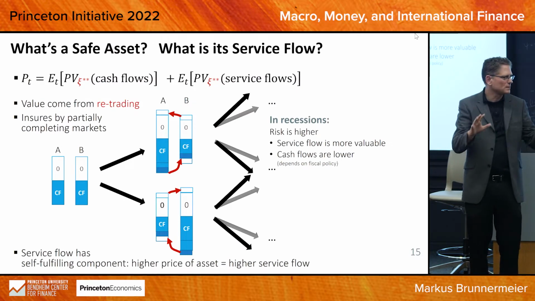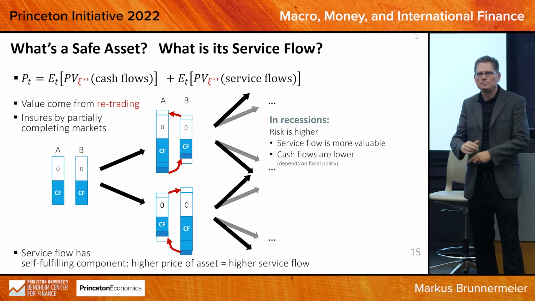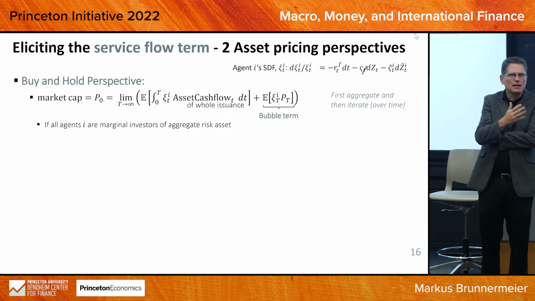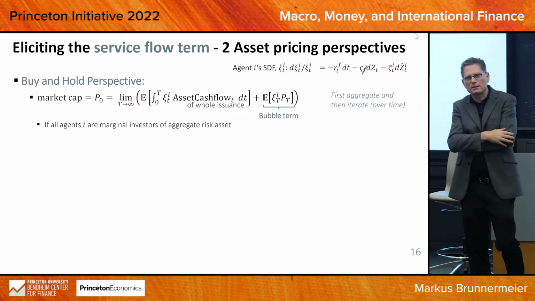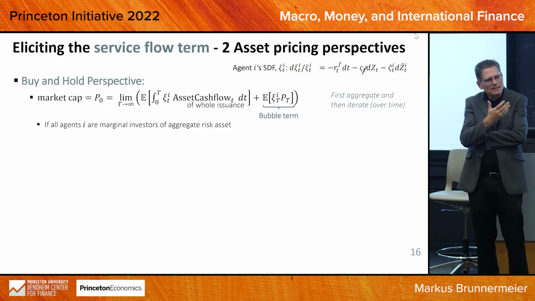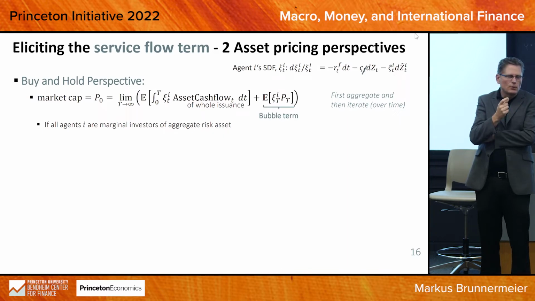We put all of this in the tool Julie told you about. It's all useful for that. This is just intuition. And you still want to know what this R double star is, or this Xi double star. Xi is the stochastic discount factor, and we have to think about what this Xi double star is, what I call the representative agent stochastic discount factor. And for this, it's useful to think about the asset pricing equation, or to elicit the service flow term.